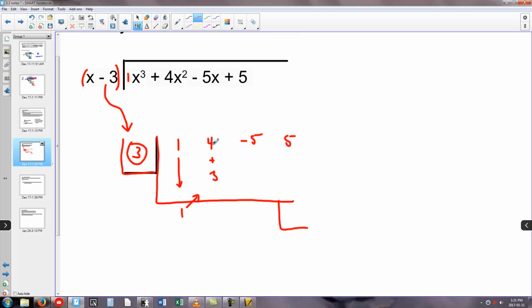I'm going to add out. 4 plus 3 is 7. To get back in, I times by that 3 again. 3 times 7 is 21.